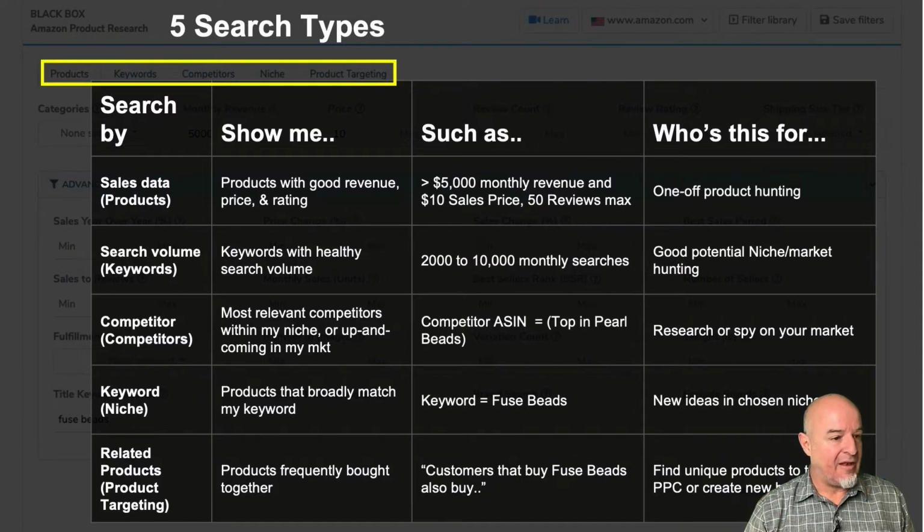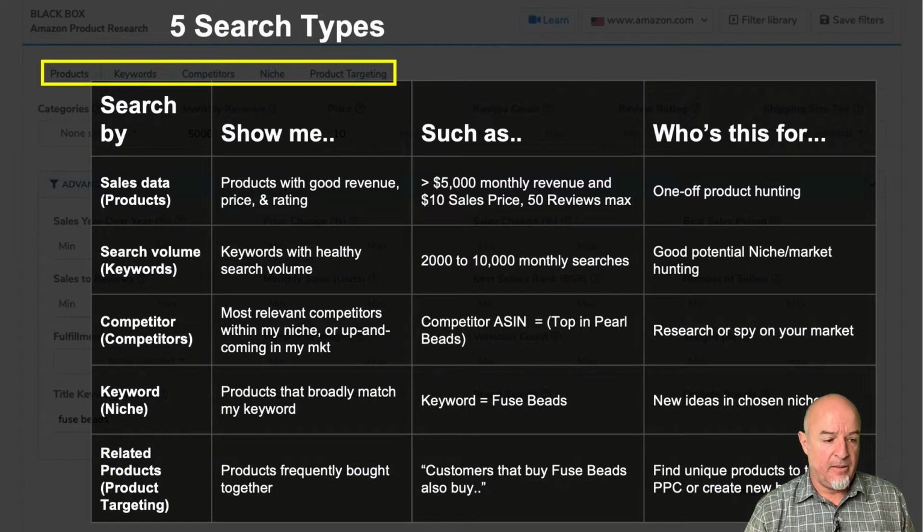Okay. The last tab, this one is really great for existing sellers, and it's the product targeting. This gives us 3 different types of results, and the most useful part of this is the products frequently bought together. So you could put in and look for customers that buy activity playmat for baby, for instance. What else do they buy?